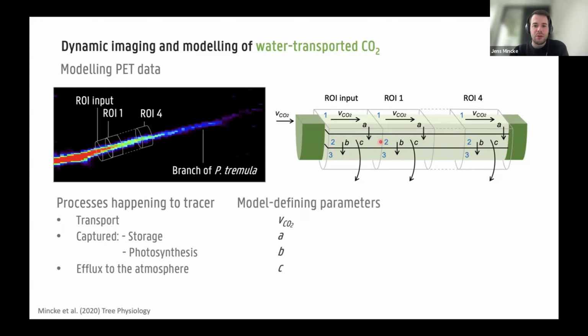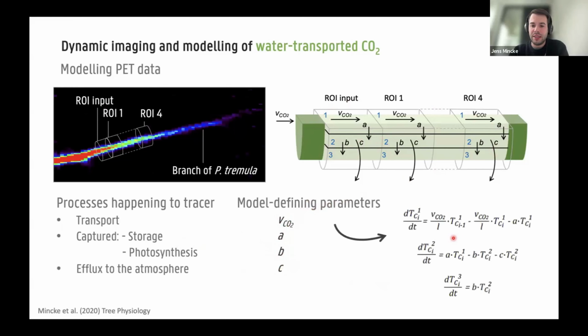So actually, our model here is described by 4 parameters: the speed at which the carbon dioxide travels, and these exchange fractions A, B, and C, each describing one of these processes. So this model can be described by a set of differential equations, which are taking place in each of these ROIs.